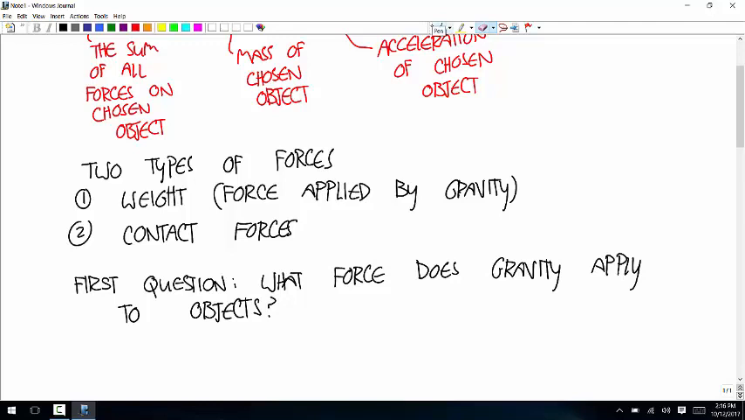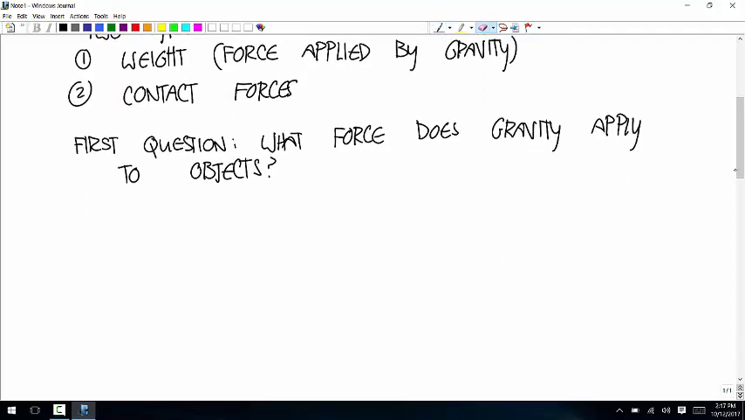So to do this, let's think about an object in free fall, because the nice thing about an object in free fall is we know, well, there's two nice things. One is we know what the acceleration is. It's 9.81 meters per second squared down. And the second thing is when something's in free fall, there's only one force acting on it, and that's gravity. And so we can isolate that gravitational force and calculate what it is.